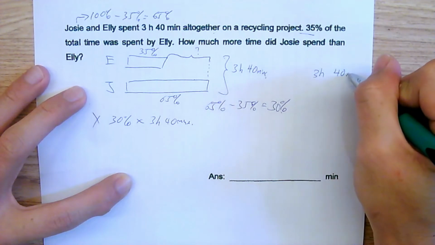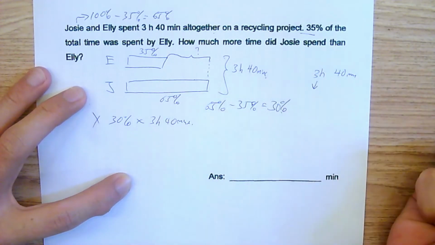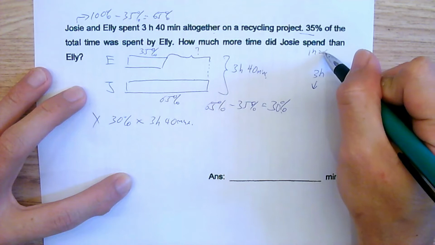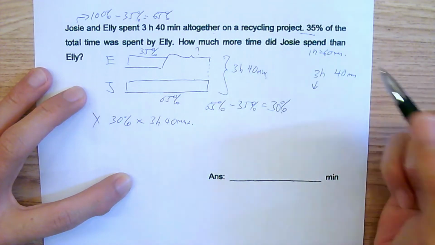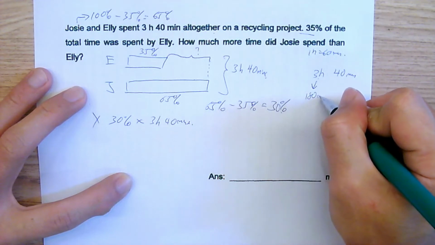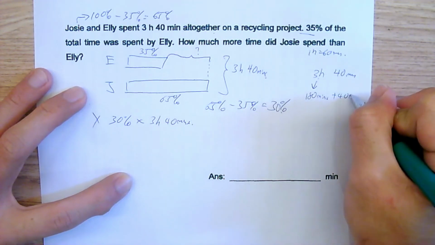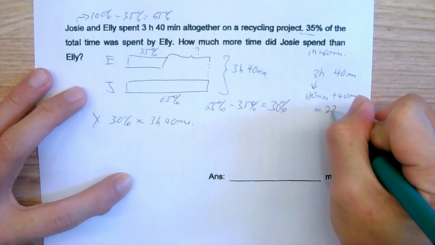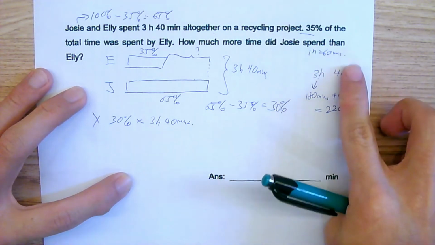If it's 3 hours and 40 minutes, change the hour to minutes first. We know that 1 hour equals 60 minutes. So 3 hours equal what? 3 hours equal 3 times 60, which will give you 180 minutes. Plus your 40 minutes over here, and then you're going to get 220 minutes. So this is actually how you change it.